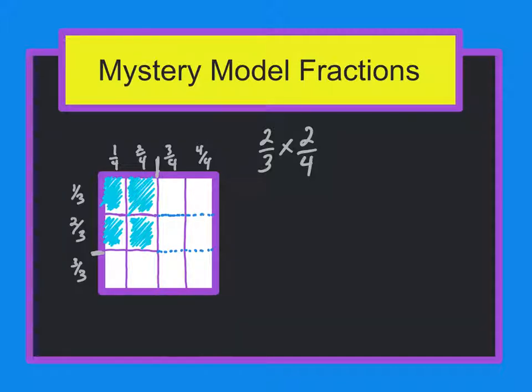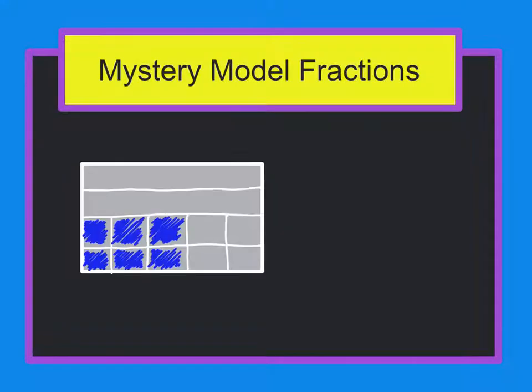Now, again, we write that as a multiplication problem, and we can get 4/12, which if we look at our picture, that makes sense because we have 4 colored in, and there are 12 total rectangles represented. So it looks like our answer would be 4/12, or we could simplify by dividing the top and bottom by 4 and get 1/3. Let's take a look at another one.